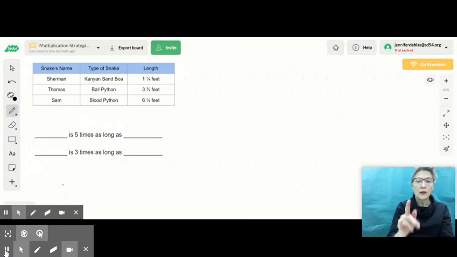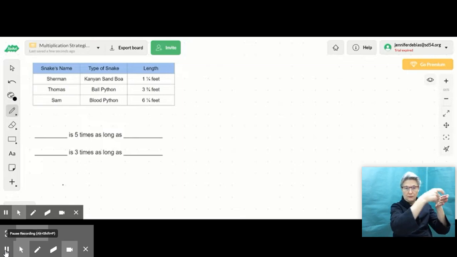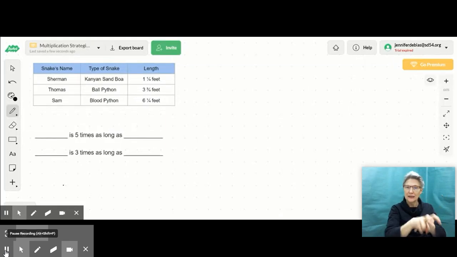Okay, so now we're going to use this table and this information to make some comparisons using fractions and mixed numbers. So here I have a table of different snakes. They have names and tells us the type of snake and then their length. And down below, I have some blanks and some words. It says blank is 5 times as long as blank.